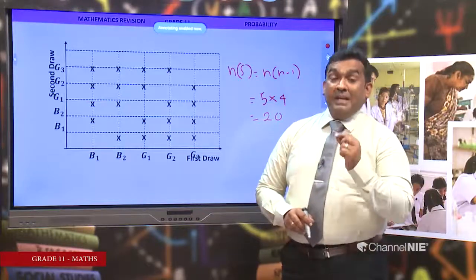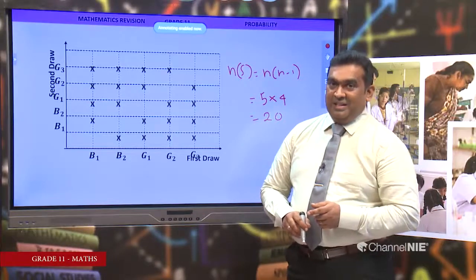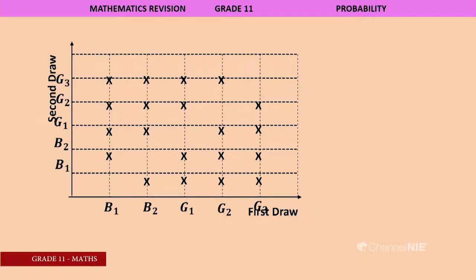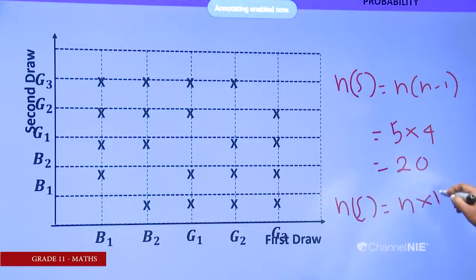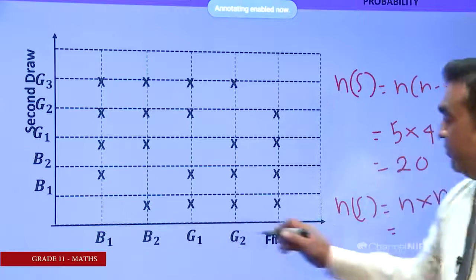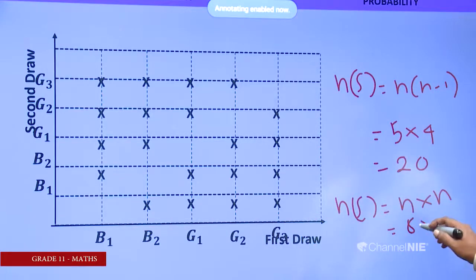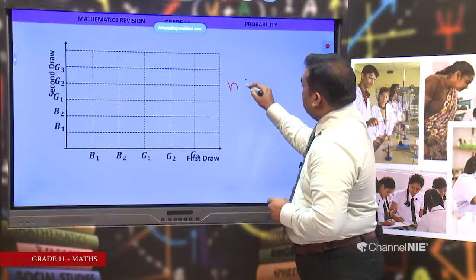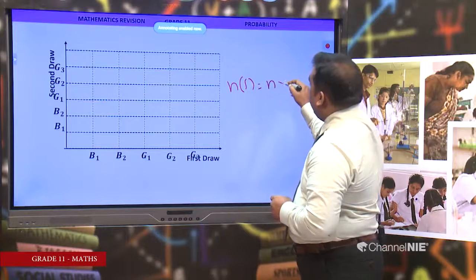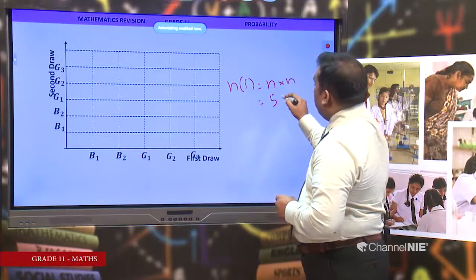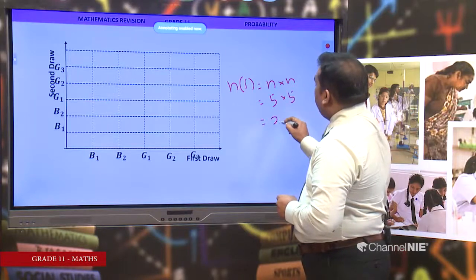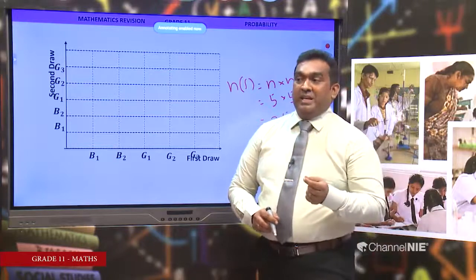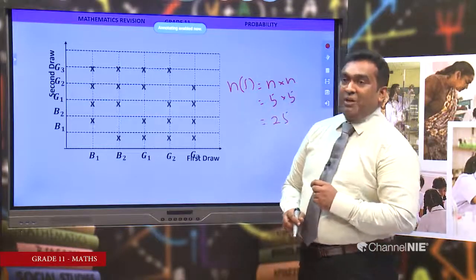Experiments without replacing, right? If you have events in these positions, then how to get it? N(S) is equal to n into n. It means 5 multiplied by 5, this is 25. Experiments with replacement, with replacement, without replacement.